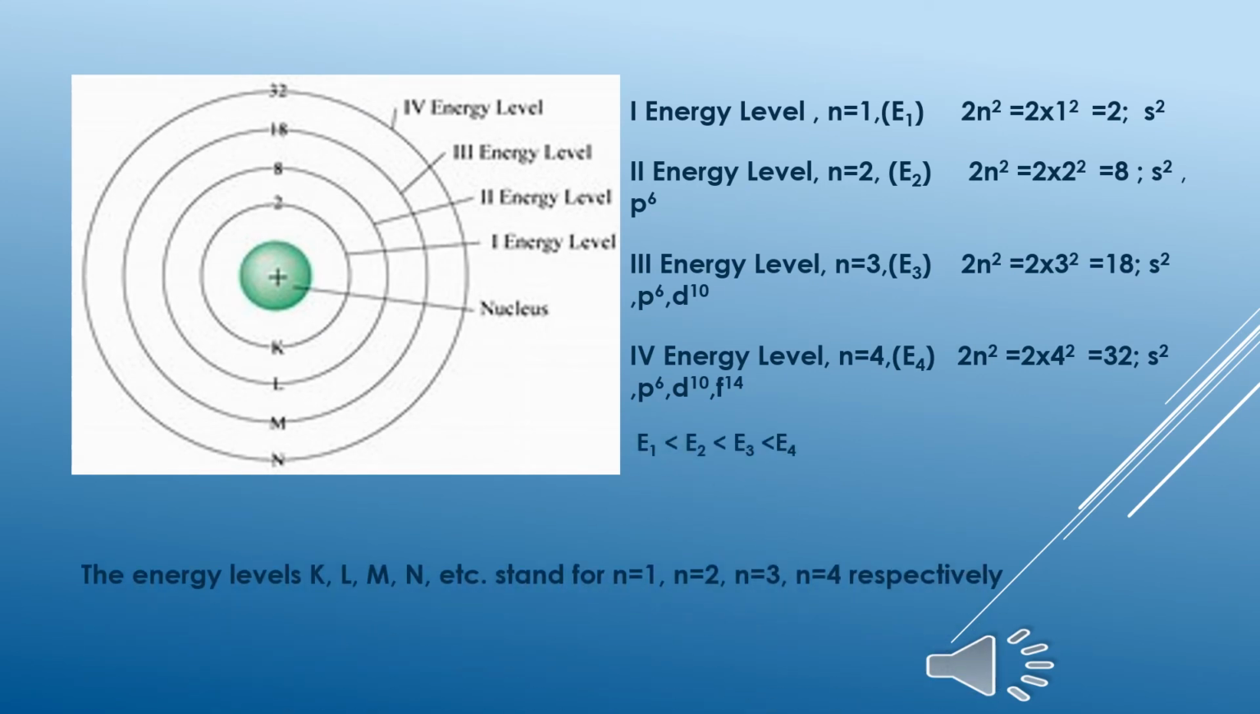As per the old concept, K, L, M, N, which is nothing but n equal to 1, n equal to 2, n equal to 3, n equal to 4. The energies of the energy levels are E1, E2, E3, E4, etc. How many electrons can be accommodated in different energy levels is calculated by using the formula 2n square.